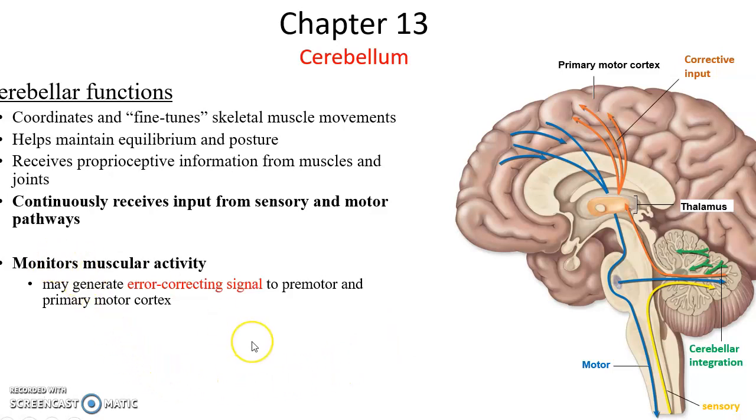And finally, it monitors muscular activities. It basically is doing an error correction function. So it knows what we're trying to do in a motion, is aware of what motion is actually occurring, and then it alters that motion so that we are actually doing what we want to do. So it's a manager managing the motions that are being commanded by the primary motor cortex.